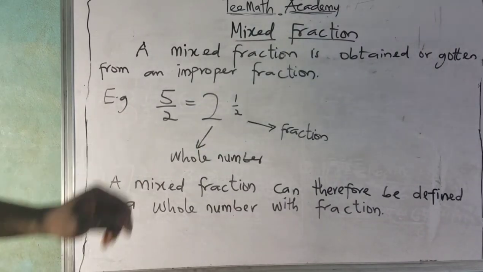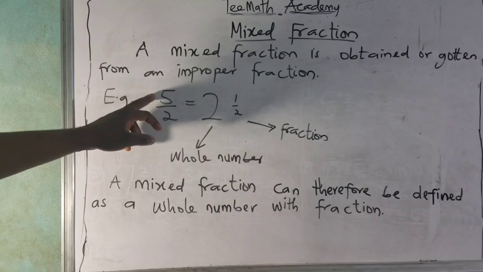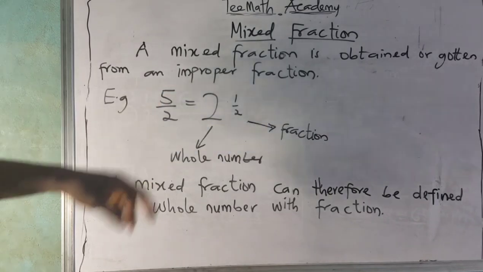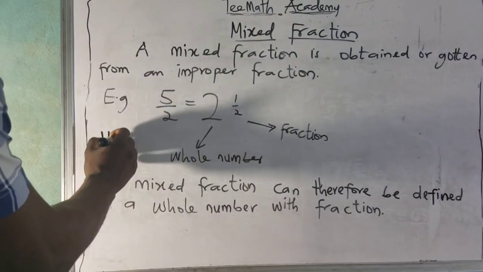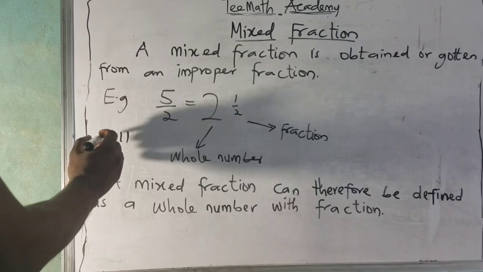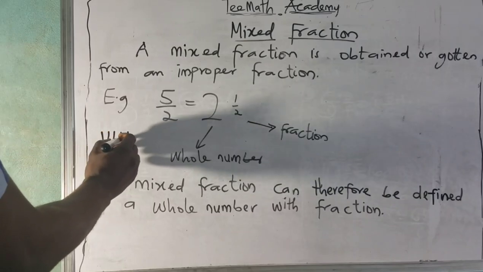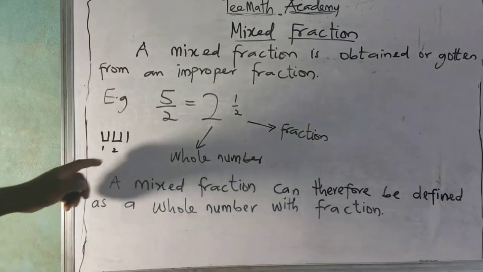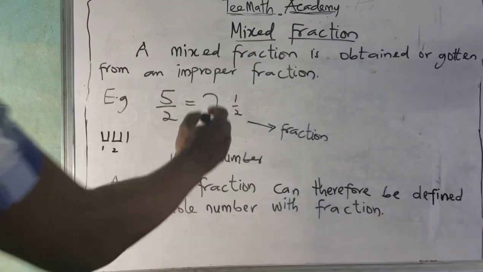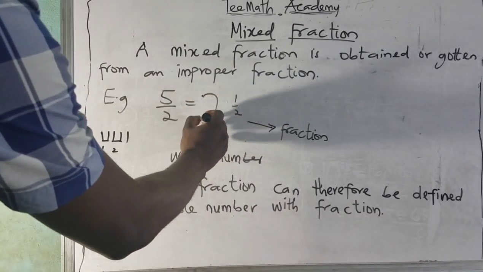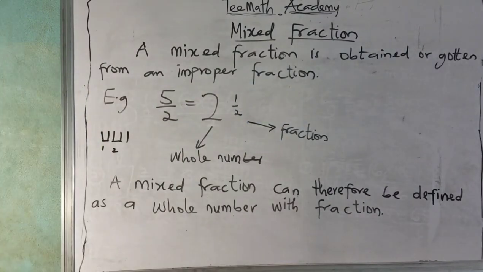Okay, so what you need to do is count 5 and divide by 2. If I count 5 here, 1, 2, 3, 4, 5, and divide by 2: 1, 2, that's 1; 1, 2, that's 2. So it goes 2 times. That's why I write it big here, and this 2 is standing alone, and it is a whole number.